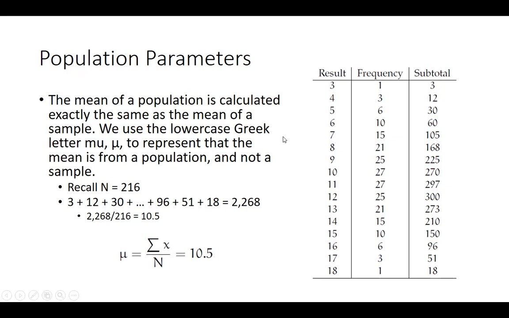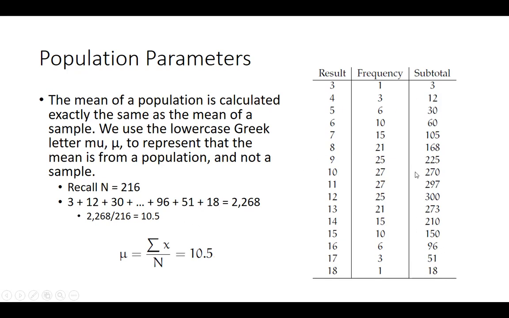The mean of a population is calculated exactly the same as the mean of a sample. The only difference is, instead of using x bar, which is for samples, we use the lowercase Greek letter mu, which is this weird looking u. You might also know it from science as the micro symbol, to represent that the mean is from a population and not a sample. So recall our n here was 216.